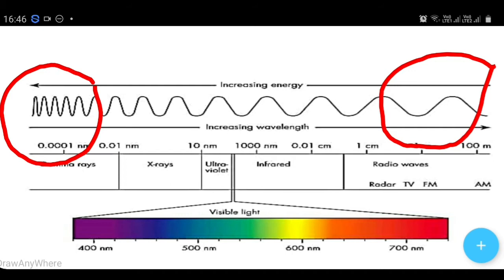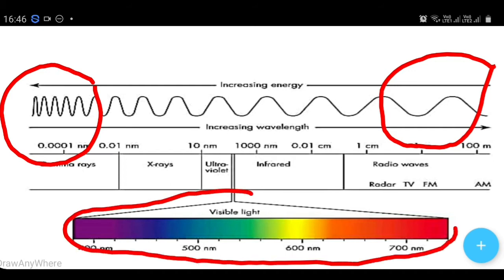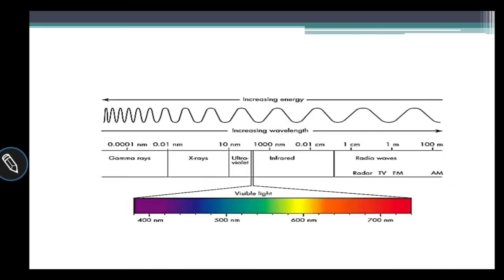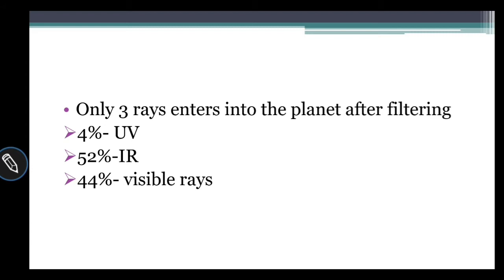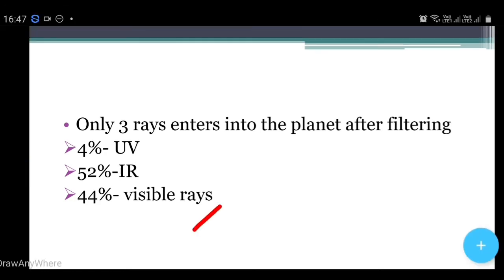And in plants, we require only visible rays. The reason is because of two things: one is chlorophyll and the other one is energy. We know that the planet Earth allows only three kinds of rays to pass through it: 4% ultraviolet rays, 52% infrared rays and 44% visible rays. But as I said before, the plant utilizes only visible rays, whereas it does not utilize ultraviolet rays and infrared rays.